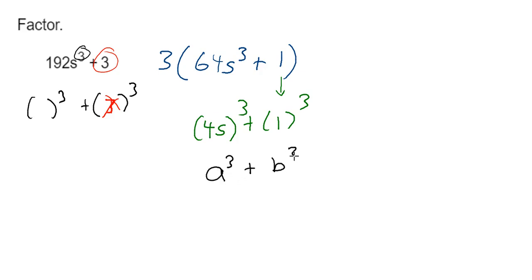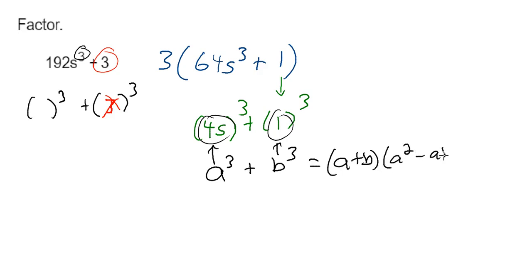A to the third power plus b to the third power. Instead of a, we have 4s, and instead of b, we have 1. So we go to the right-hand side of our formula, which will be a plus b times a squared minus ab plus b squared, and we make all the same changes. Instead of a, we are going to have 4s, and instead of b, we're going to have 1. So the first factor will be 4s plus 1.